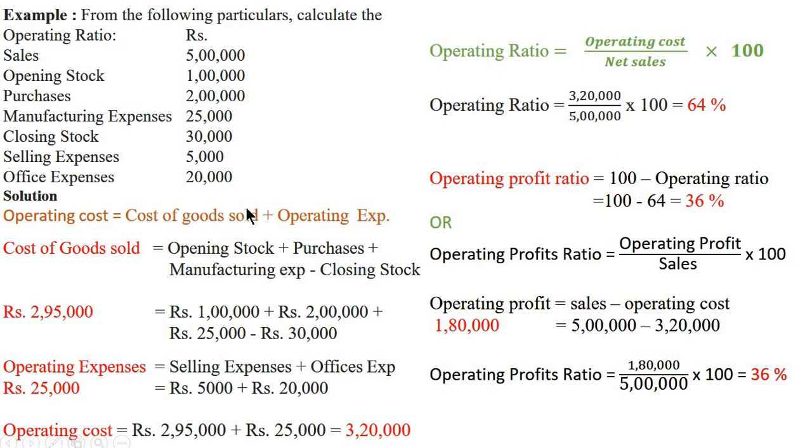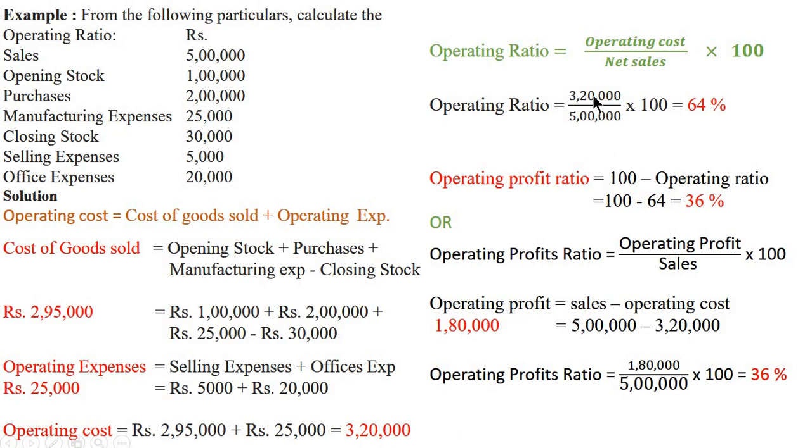So first we will ascertain cost of goods sold. The cost of goods sold is ascertained taking opening stock 1 lakh rupees and purchase 2 lakh rupees plus manufacturing expenses 25,000 rupees and deducting closing stock 30,000 rupees. The cost of goods sold is 2,95,000 rupees. And the other operating expenses which are given in the example are selling expenses and office expenses, and the total of these operating expenses is 25,000 rupees. Operating cost is 3,20,000 rupees, taking cost of goods sold 2,95,000 and adding 25,000 operating expenses.